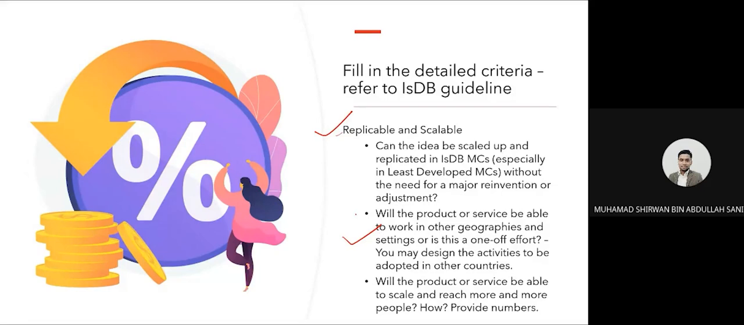Will the product or service be able to scale up and reach more and more people? How? In this case, you need to provide numbers. You can provide data from any publication or even from online information. Provide those numbers to support your proposal. We cannot simply state that this percent of people will receive this; you need to provide evidence as well.